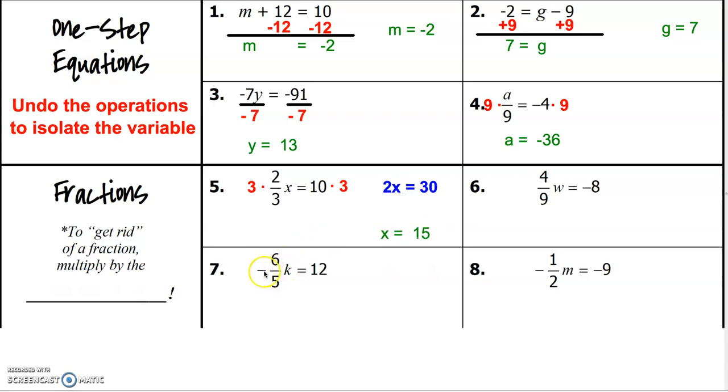In this next equation, we have -6/5 k equals 12. So this fraction really tells us that we're multiplying by 6, but dividing by 5. So we're going to undo that division first by multiplying by 5. When we multiply by 5 on both sides, this 5 and this 5 reduce away, and we're left with -6k equals 60. Then we divide by -6 on both sides, and our value for k is -10.